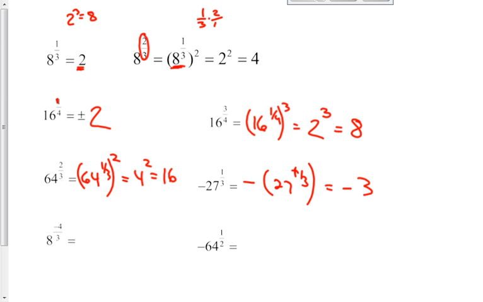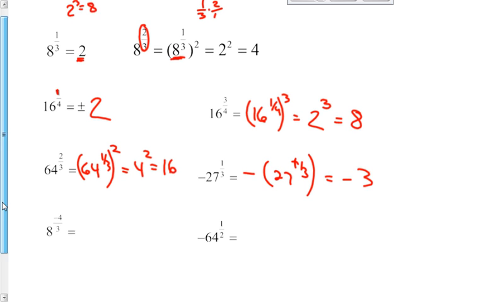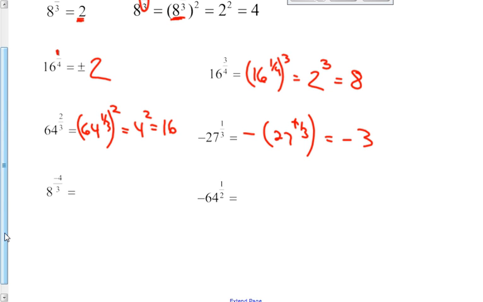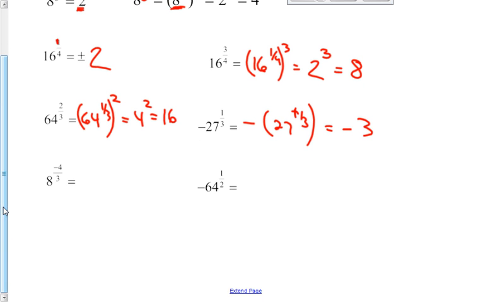Next one is 8 to the negative 4/3. Now I actually have the negative power up above, so this is actually a flip it question. So I'm going to take my 8 to the negative 4/3 and flip it, 1 over 8, and when I flip, it's no longer negative, positive 4/3.